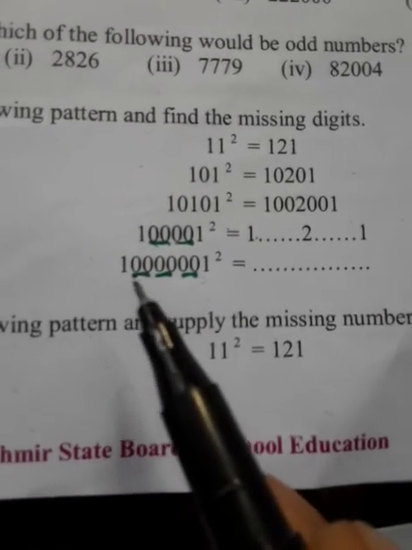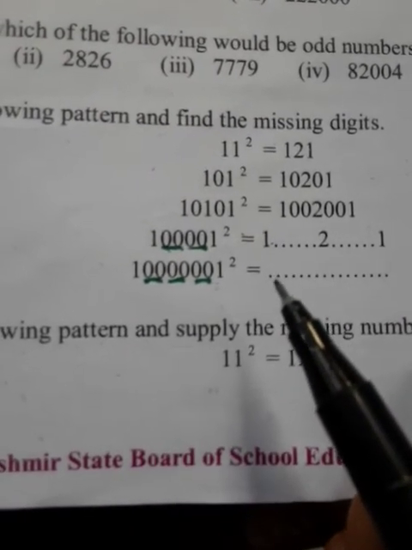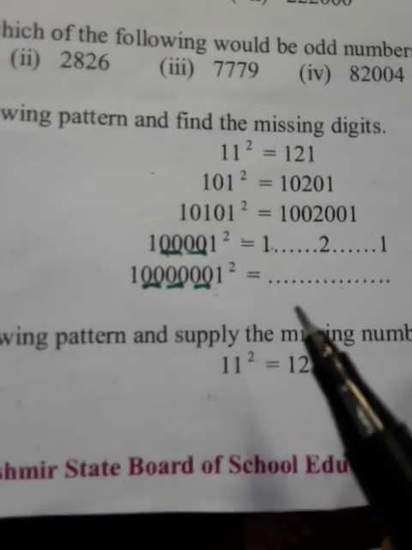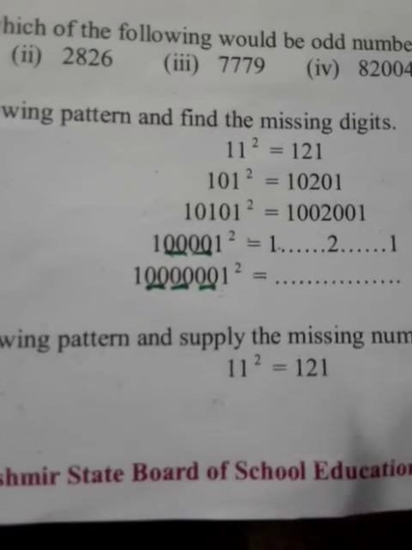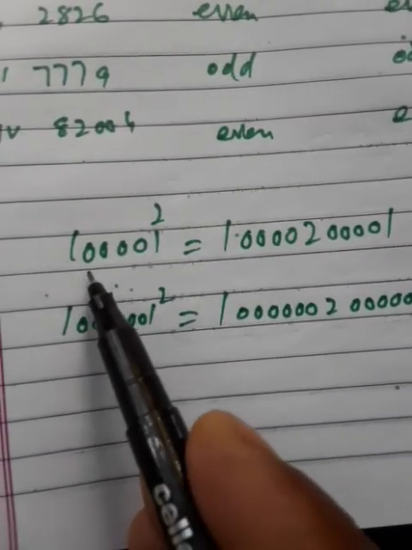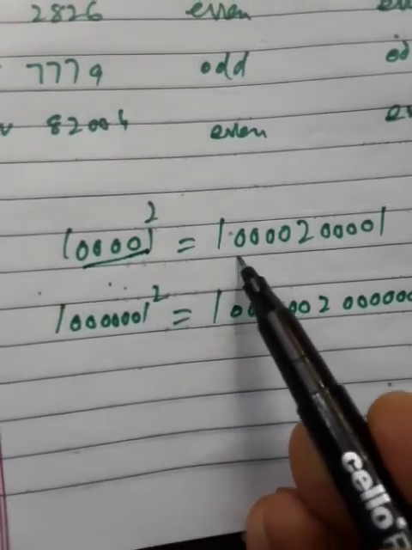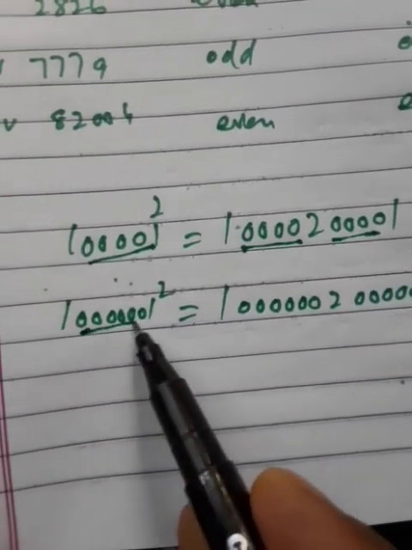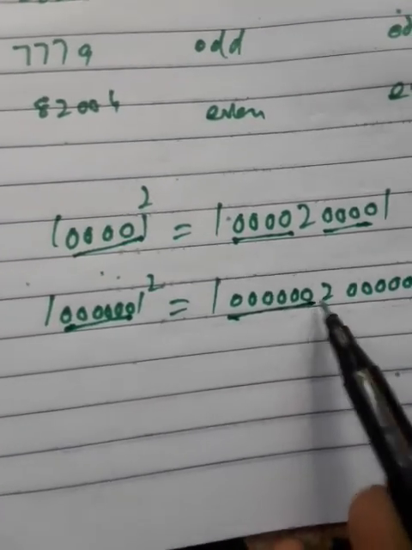Similarly, there will be 1, then 6 zeros, then 2, then again 6 zeros, then 1. Like this, there are 4 zeros, 4 zeros, 4 zeros. There are 6 zeros, 6 zeros, 6 zeros.